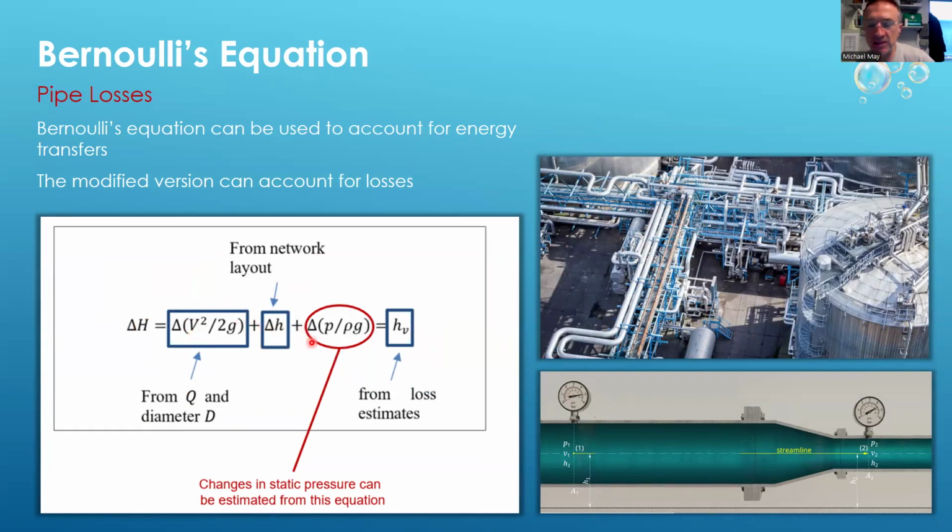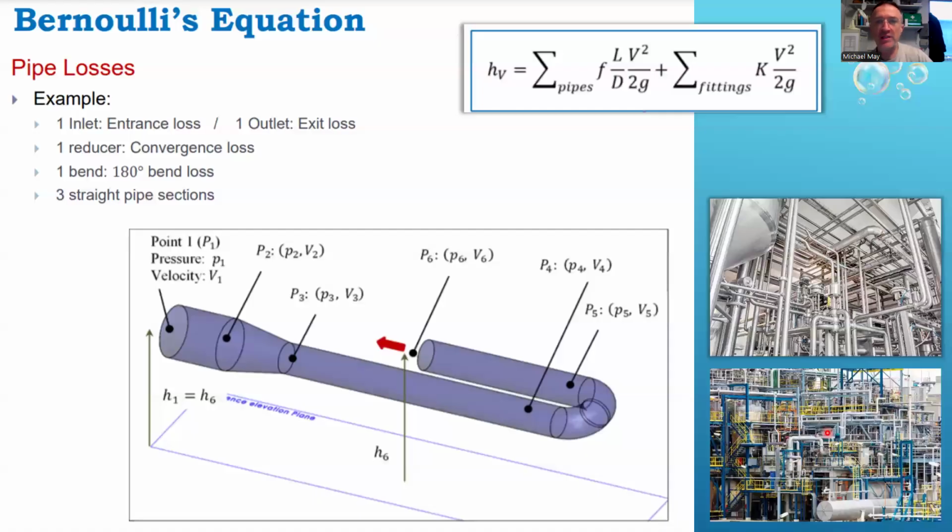And there are two ways of obtaining those values. We can either get a pressure reading at one end of the pipe and a pressure reading at the other end of the pipe. The difference between the two is those losses in terms of pressure. And another way of doing it is by using equations. So this is the major loss equation, and this is the minor loss equation.